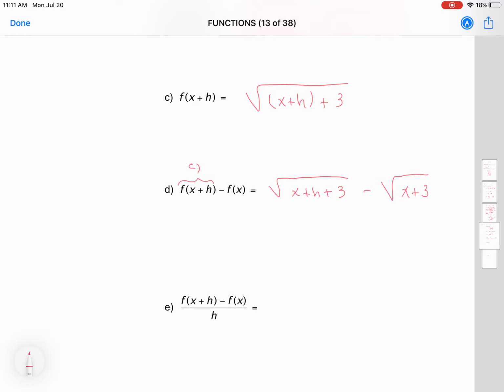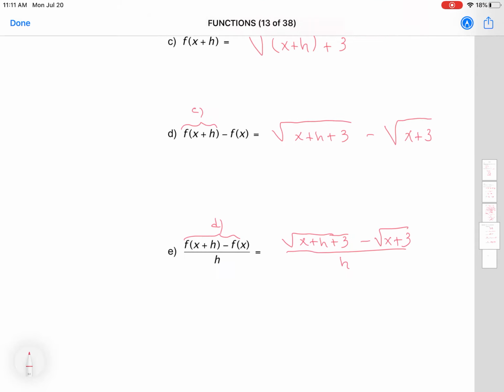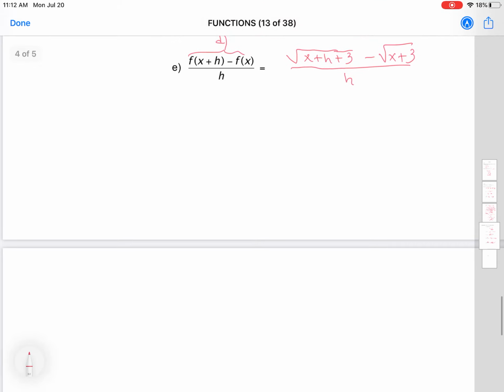Okay, so now what I would like to have is f of x plus h minus f of x over h. So basically now this is the answer to the d part. So this is root of x plus h plus 3 minus the root of x plus 3, and this goes over h. Question, can we simplify this? Is there a way to simplify this expression?